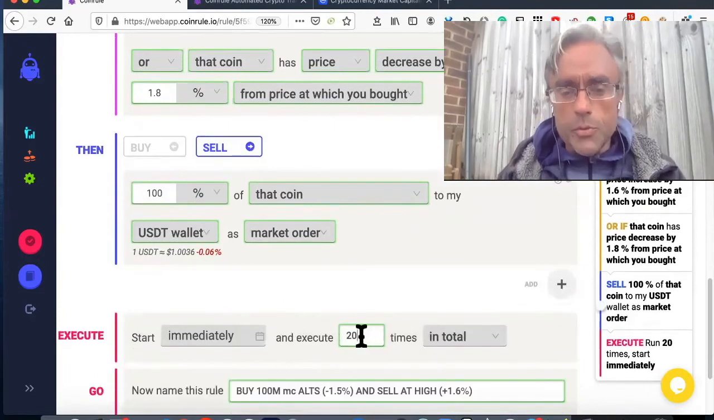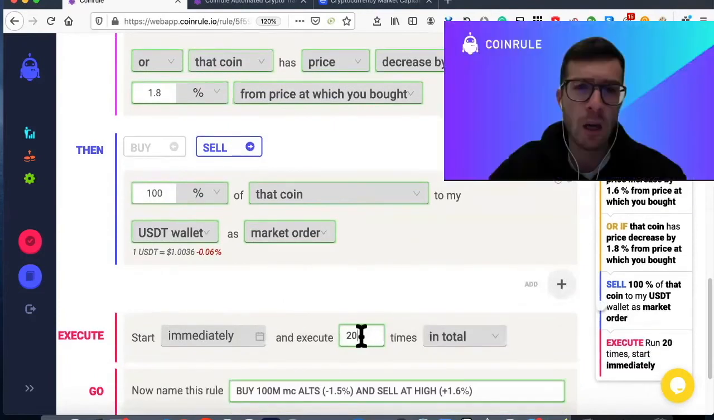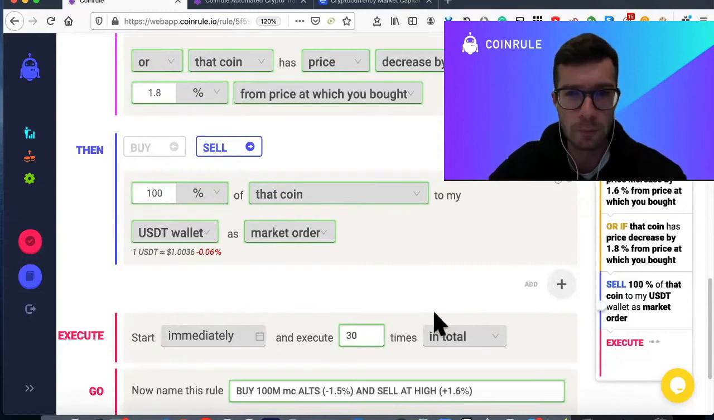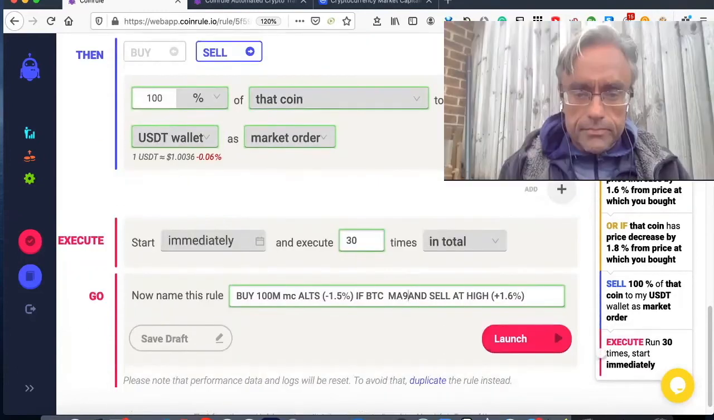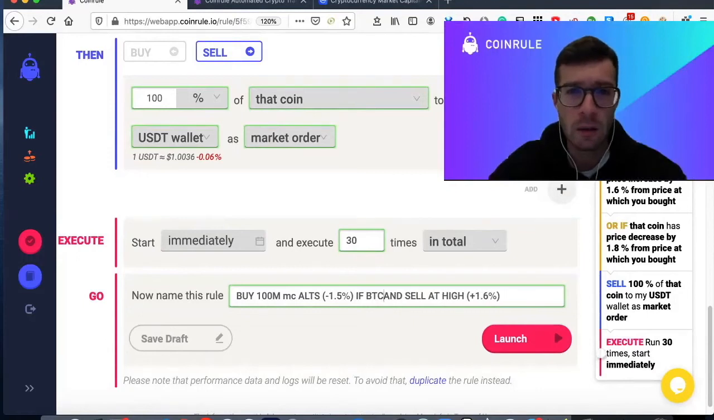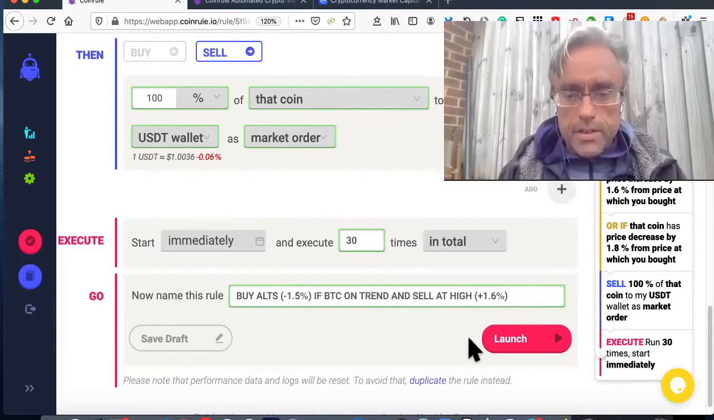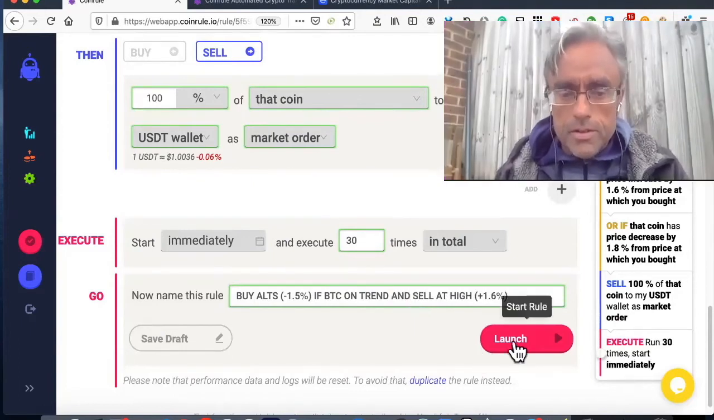Now, given that it's over the weekend, do we want 20 times or more often? Let's set up 30. And if it works out well, I could just repeat it. Absolutely. It doesn't fit. No, don't worry. They deleted the 100 million alt, so we can just say buy alts. Okay, and BTC on trend. Perfect. Fits perfectly. Launch. Yep.